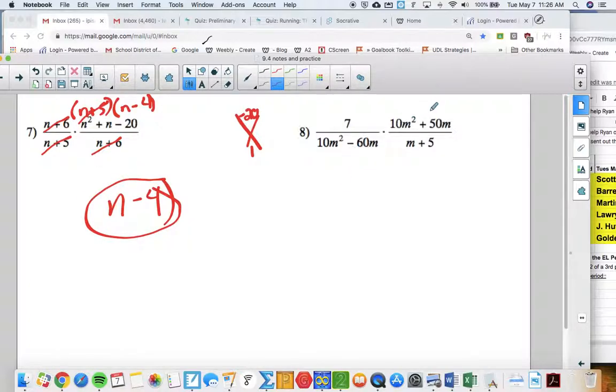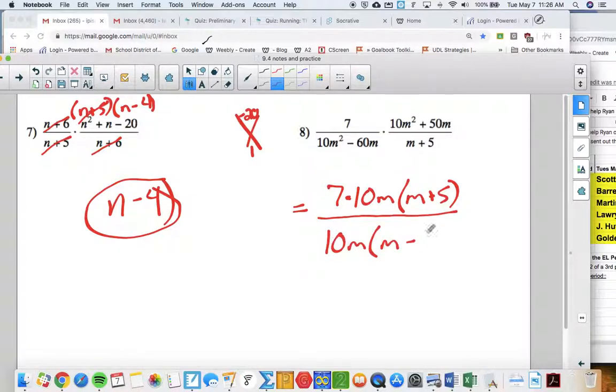Here, what kind of factoring method should I use for this polynomial? I'm going to take out a GCF if I can. So I'm going to rewrite this. I'm going to have 7 times, I can factor a 10m out, and then I'd be left with m plus 5. And on the bottom, I can factor a 10m out of this one as well. So 10m, that leaves me with m minus 6. And then don't forget, I have this m plus 5 on the bottom as well.